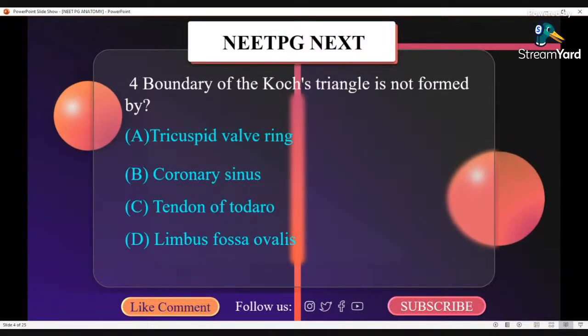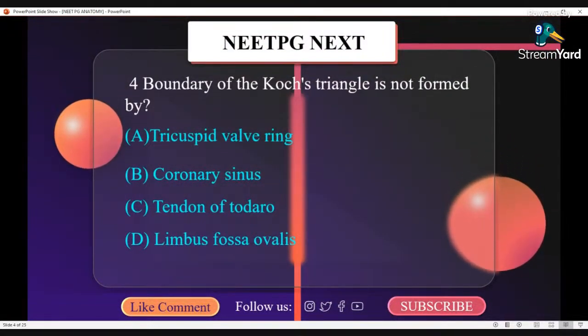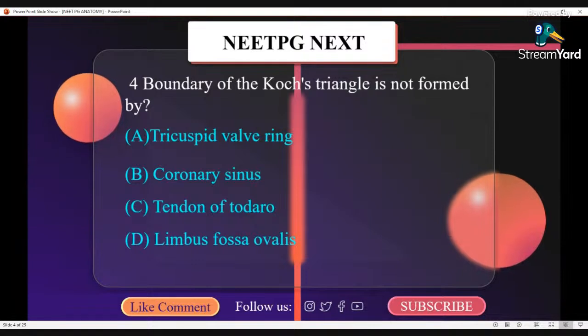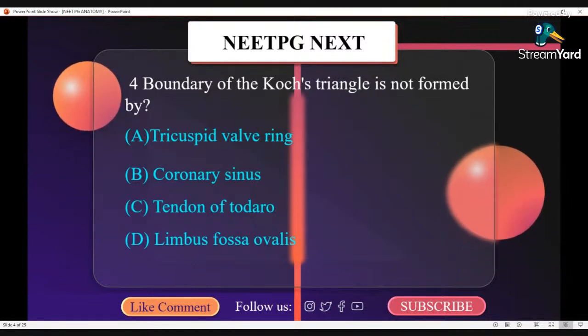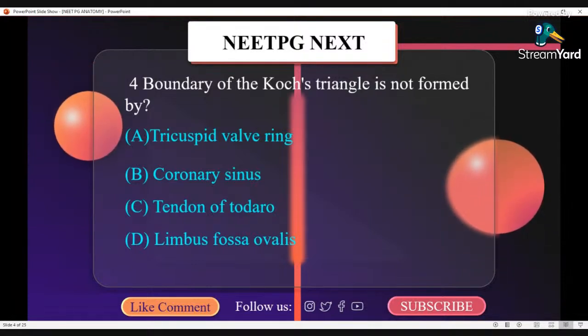Boundary of Koch triangle is not formed by limbus fossa ovalis.